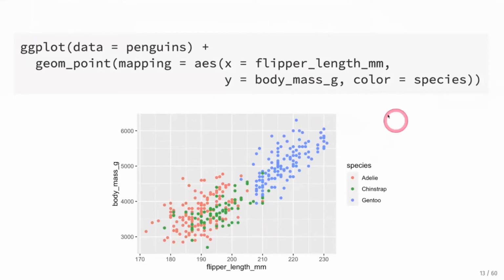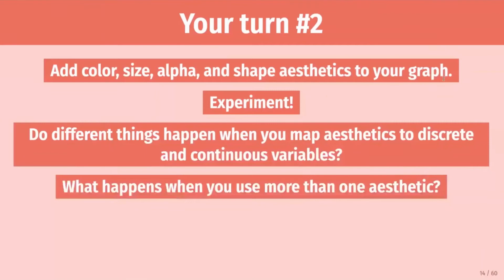And if you look at the graph code, it follows that same template. We're using the penguins data set. With the mapping here, we're putting flipper length on the x-axis, we're putting body mass on the y-axis, and we're coloring by species. So what I want you to do now is go to RStudio Cloud.